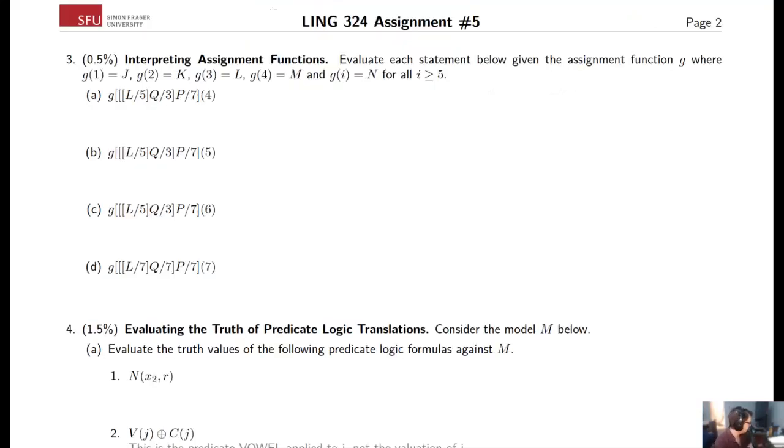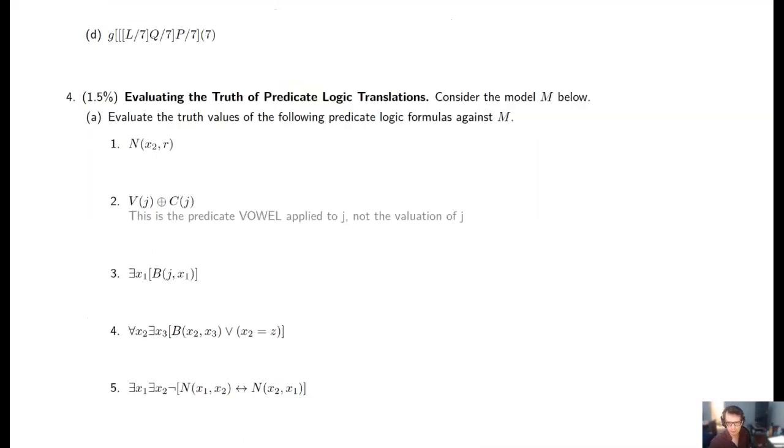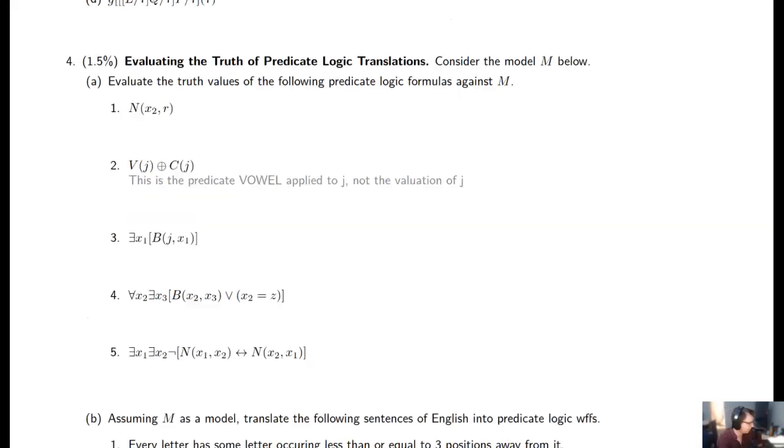Okay, 3 was done really well as well, so I don't need to take a look at that. 4, this is where people sort of fell apart. 1 and 2 were done really well. What I want to do is contrast 1 and 3. And then when I take a look at 3, that'll explain how 4 and 5 are done.